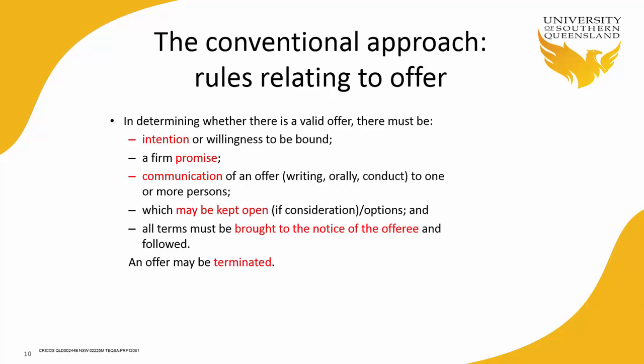Then there's the rule that all terms of the offer must be brought to the notice of the offeree. The offeree is the person who receives the offer. The offeror is the person who makes the offer, and the offeree is the person who receives it. So all terms must be brought to the notice of the offeree and followed exactly. And offers may also be terminated, and that's our third objective, when we look at how we can terminate an offer.